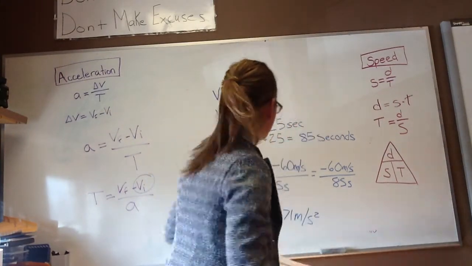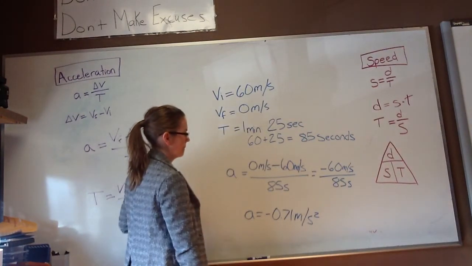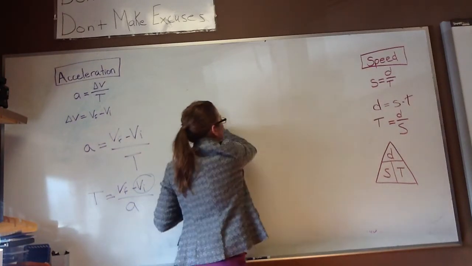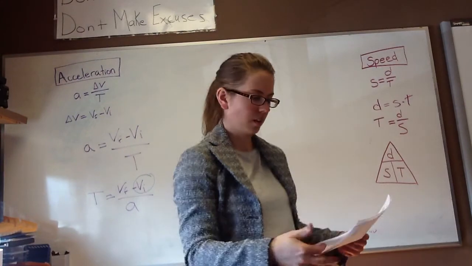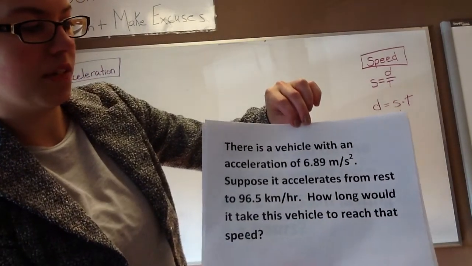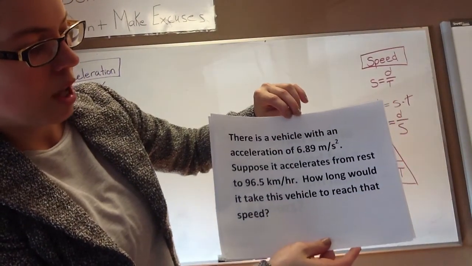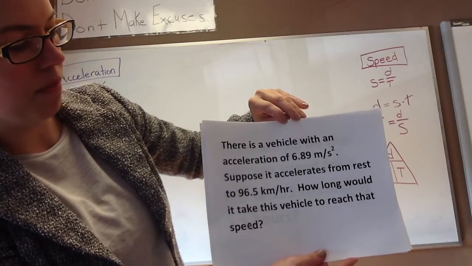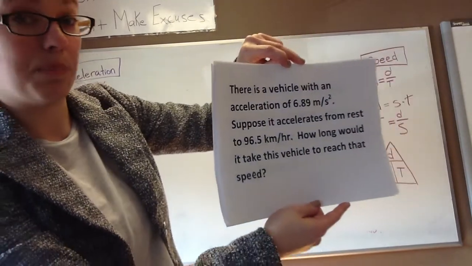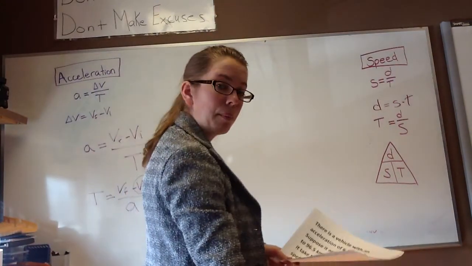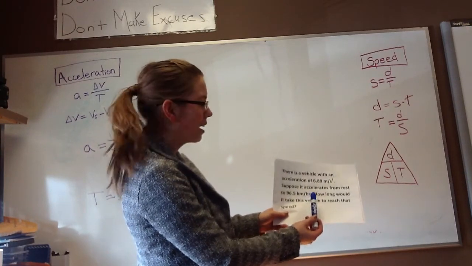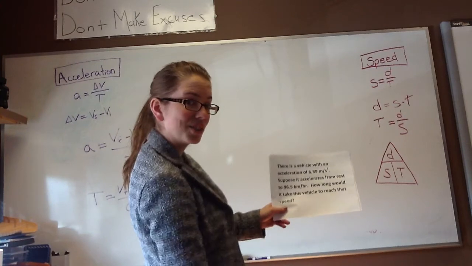Last question. There is a vehicle with an acceleration of 6.89 meters per second squared. Suppose it accelerates from rest to 96.5 kilometers per hour. How long would it take this vehicle to reach that speed? This will be the most complicated problem we do because we have to convert kilometers per hour into meters per second to make it compatible with our acceleration, which is in meters per second squared.